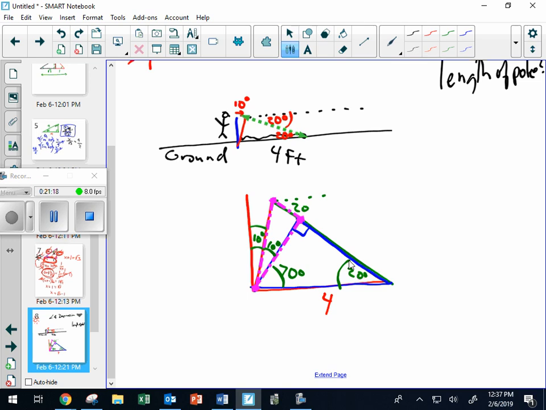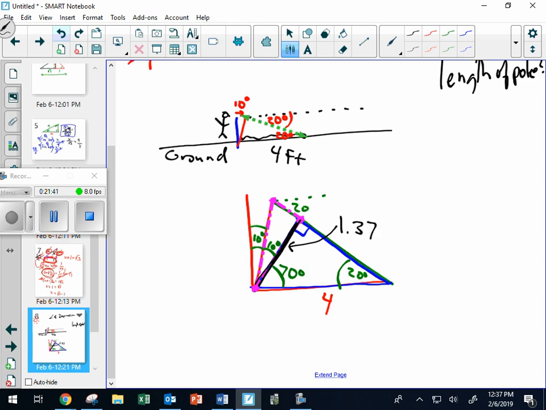So I have to find this side right here, which is not the length of the pole. The length of the pole is this, I'll call it the squiggly side here. But I need that solid black side. How do I get it? I use sine, cosine, or tangent. Save me some time. What did you get for the length of that? 1.37. Everybody seems to agree on that.